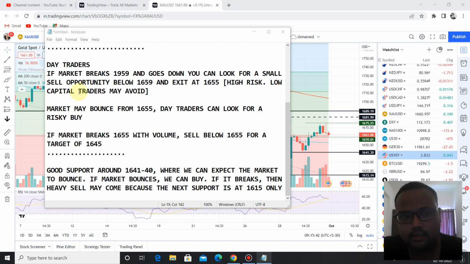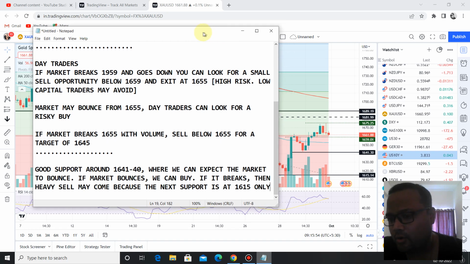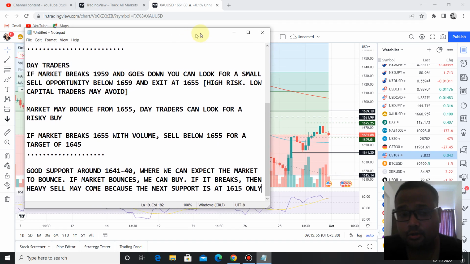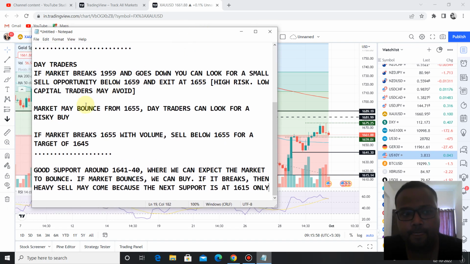See, this is for day traders. If market breaks 1659 and goes down, you can look for a small sale opportunity below 1659 and exit at 1655. Keep in mind, this is a high risk. So if you have a very low capital right now, you are not in a position to take any risk, you can avoid. So if market bounces from 1655, day traders can look for a risky buy.